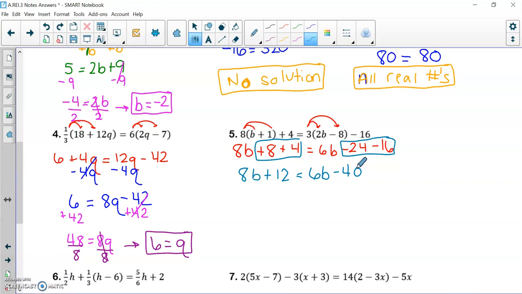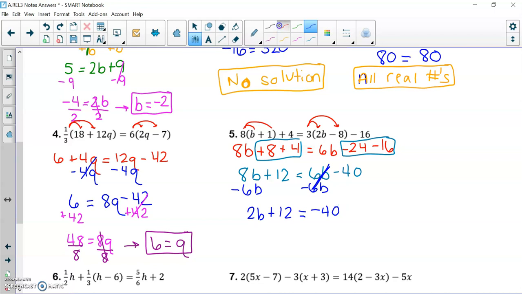Now this is a level 2 equation. You can either subtract the 8b over to the right or subtract the 6b over to the left. It does not matter, but I'm going to do the 6b. An 8b minus a 6b is a 2b, and then I have that plus 12 is equal to, my 6b's cancel out, and I have a minus 40.